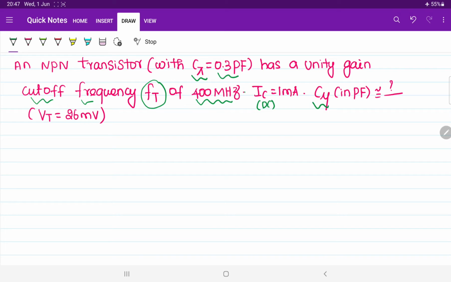Sir, what is this C pi? What is this C mu? We don't understand anything. Yes. Before solving this question, let me try to bring the relation between all these parameters. So there are a few more things that you have to analyze.